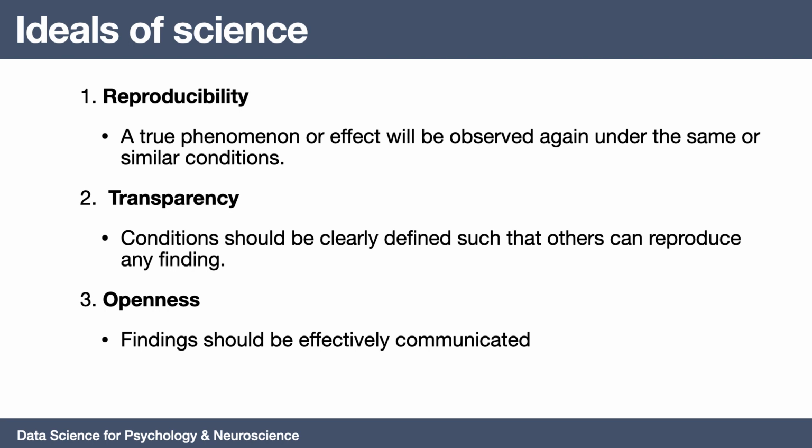Conditions should be clearly defined such that others can reproduce any finding. And openness. Findings should be effectively communicated. Now, transparency and openness are actually just two ideals that serve towards the goals of reproducibility. If you are transparent in your process and open and effective in your communication, you should foster reproducibility of effects.